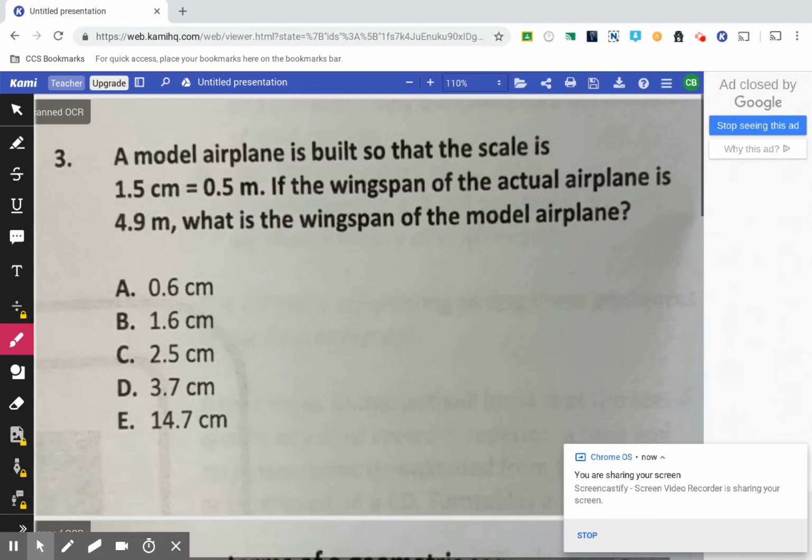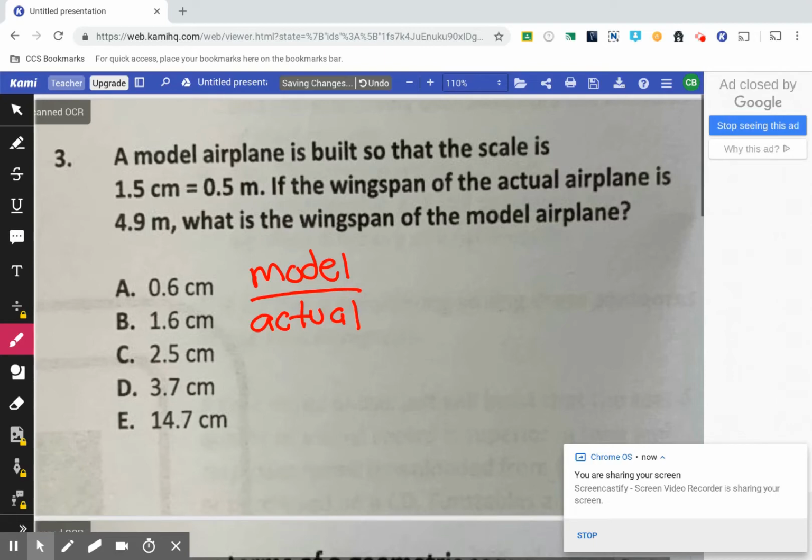So we'll see. Number 3 here, the first one, says a model airplane is built so that the scale is 1.5 centimeters equates to half a meter, or 0.5 meters. If the wingspan of the actual airplane is 4.9 meters, what is the wingspan of the model airplane? This is a middle school concept of setting up proportions and ratios. And we have what's called a scale factor. Now I'm going to let my fraction be the model as the numerator and the actual as the denominator.